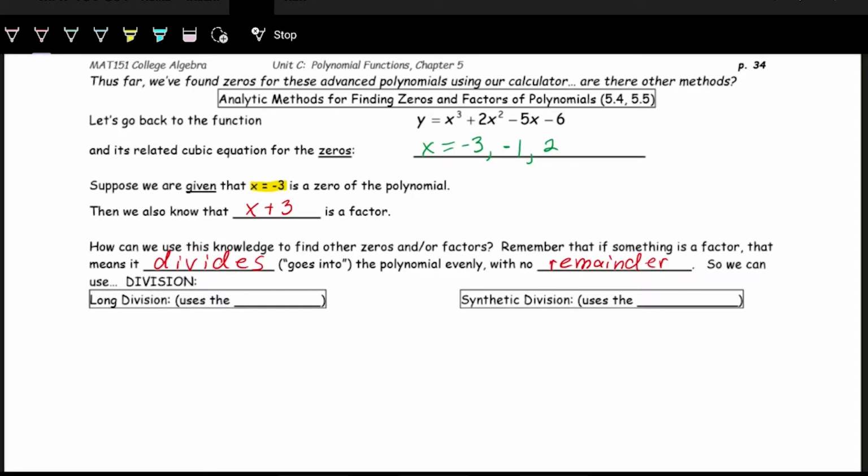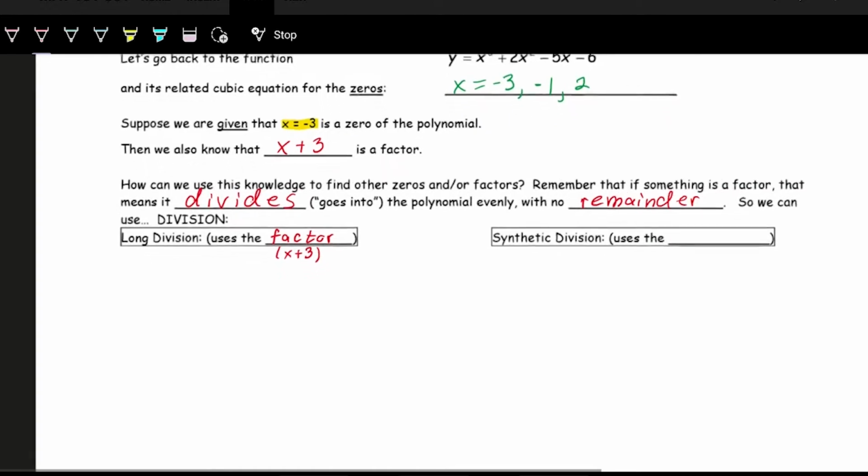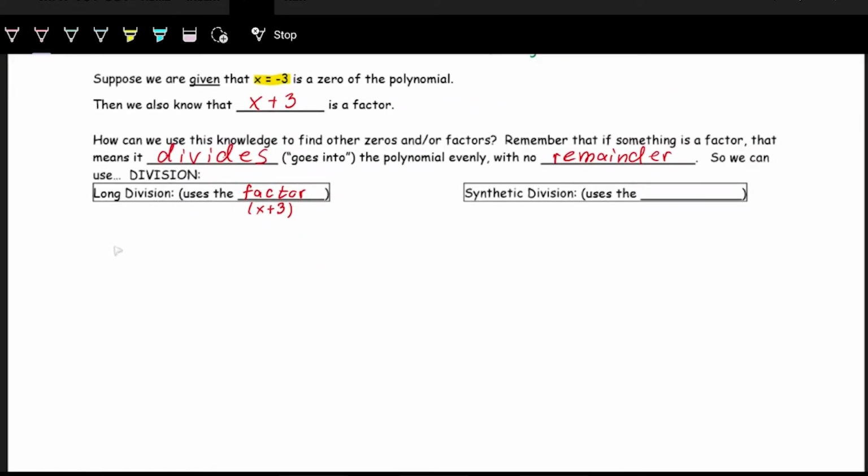So with the long division, we use the factor. And remember, the factor is x plus 3. So this is what we're going to be doing. We're going to be doing the original polynomial x cubed plus 2x squared minus 5x minus 6 divided by x plus 3. So let's see how we do that. Let's write this out as a division. We have x cubed plus 2x squared minus 5x minus 6. That's the original, and we're dividing it by x plus 3.